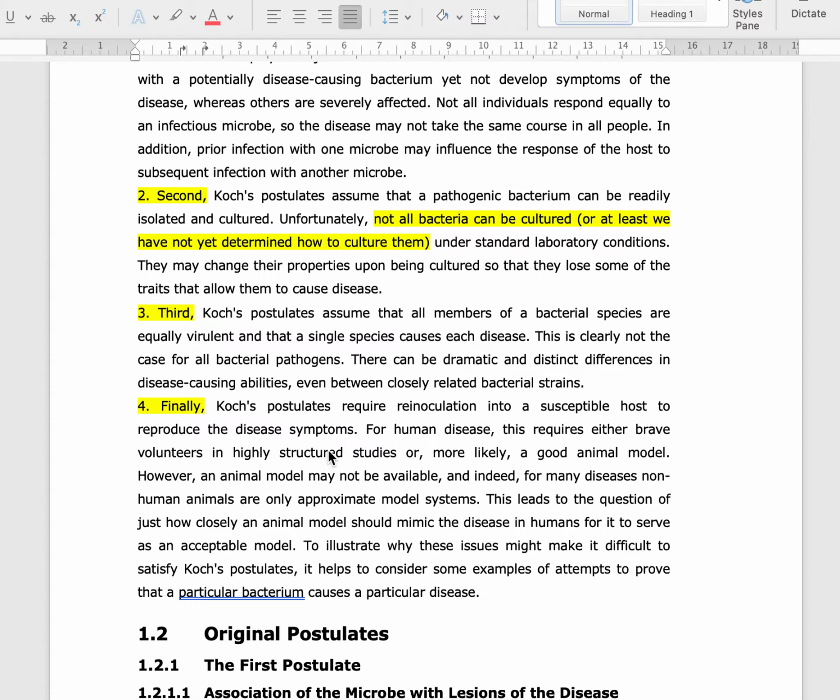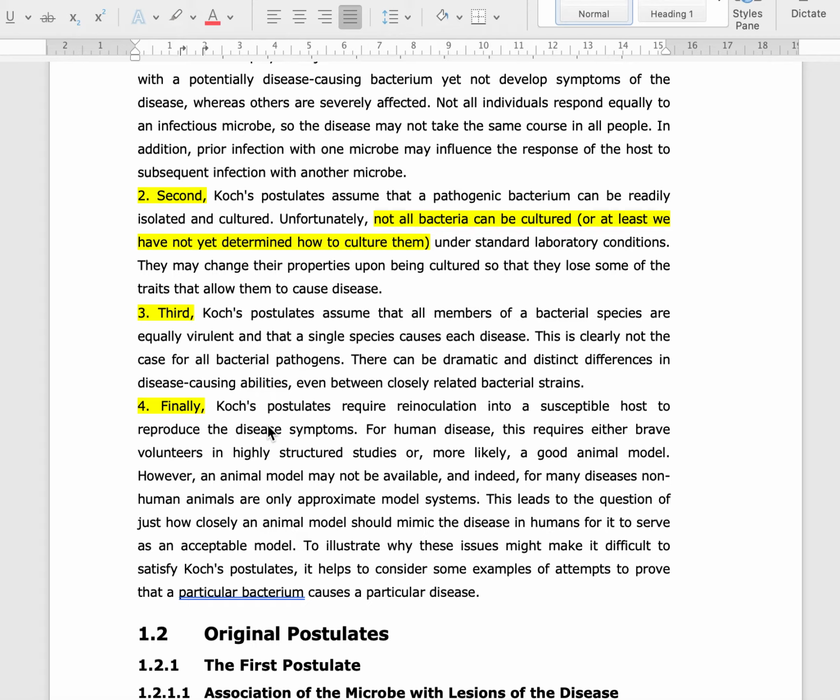That's a limitation, because if we want to establish the connection, we need to satisfy the fourth Koch's postulate. But as it's very difficult to find a host for a particular pathogen, it's also very difficult to satisfy this fourth postulate.